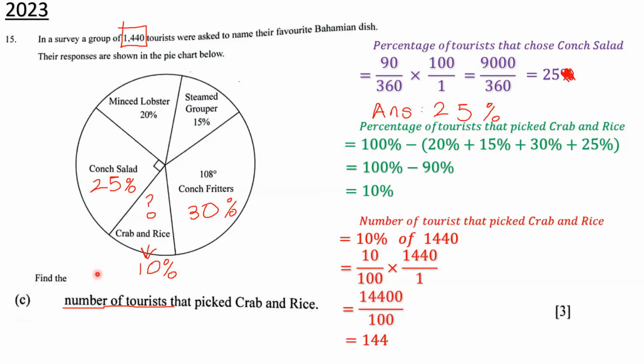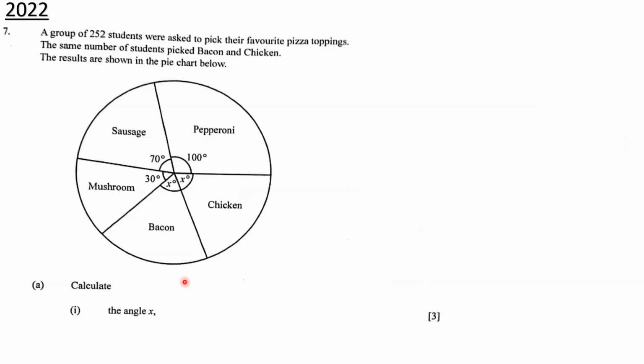So let's say we want to figure out, it says here a group of 252 students were asked to pick their favorite pizza topping. The same number of students picked bacon and chicken. The results are shown in the pie chart below.